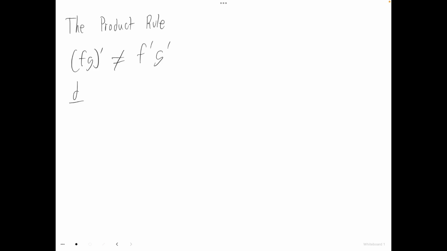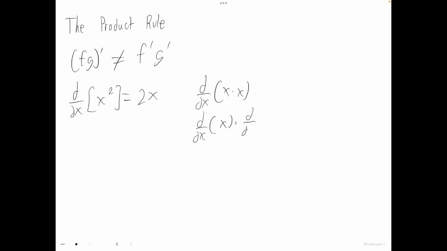A simple example of why: if we take the derivative of x squared, we know from the power rule that this equals 2x. But now we can write x squared as x times x. So if we took the derivative of x times the derivative of x, we'd get 1 times 1, which equals 1, and that is not 2 times x. So from this one example, we see that the idea of (fg)' being equal to f prime times g prime is not true.